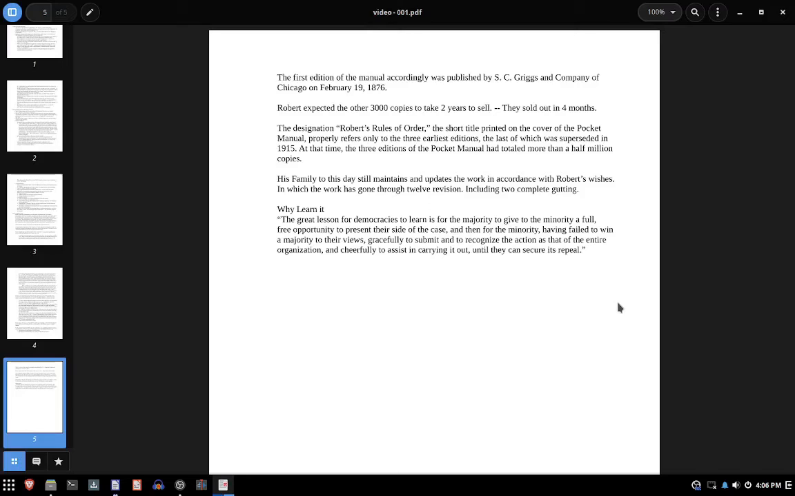Now, what's really cool is his family to this day still maintains and updates the work in accordance with Robert's wishes. It went from his son, who had very little impact on it, to his wife, and then to the grandchild, whose great-grandchild recently passed away, and so on. And it will probably continue to stay within the family, and that's really cool.